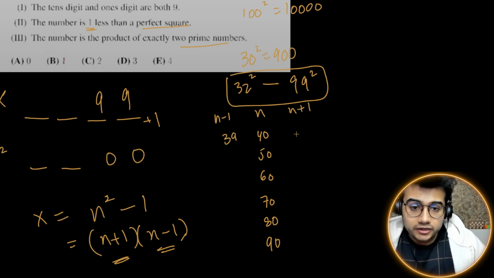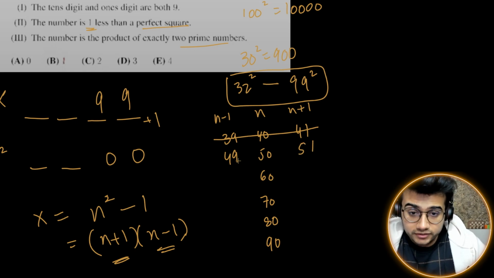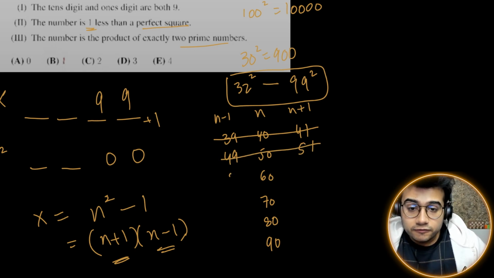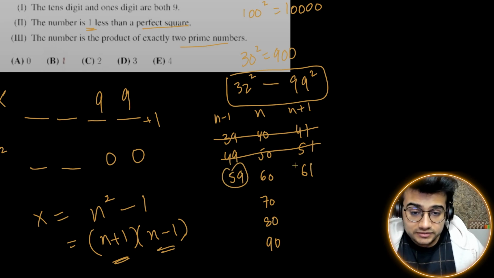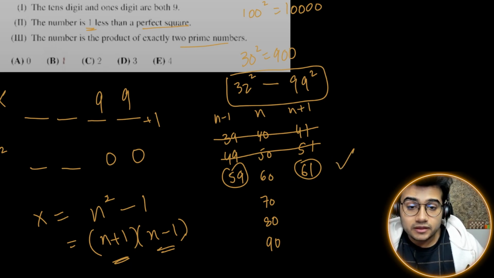So 39 and 41. Well, 39 is not a prime because these both have to be prime. So this is gone. 49 and 51. Well, 49 is not a prime. This is gone. 59 and 61. Well, 59 is a prime. 61 is also a prime. So this works.